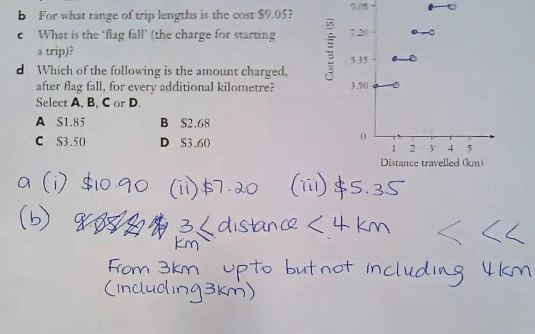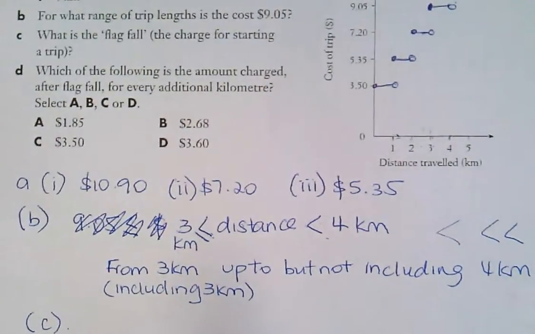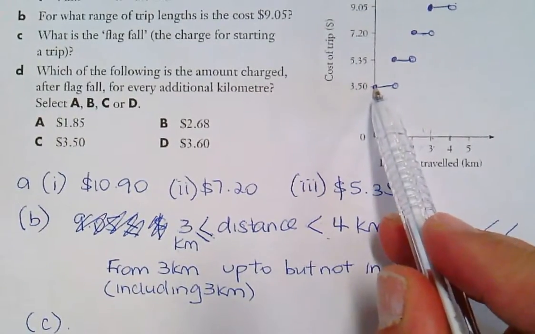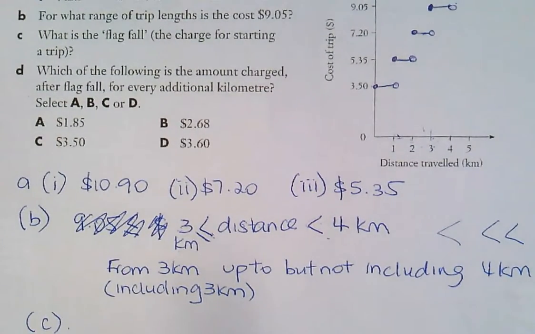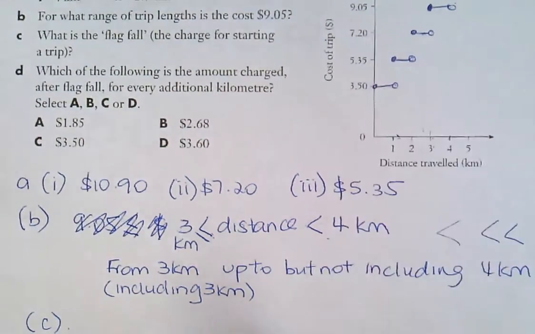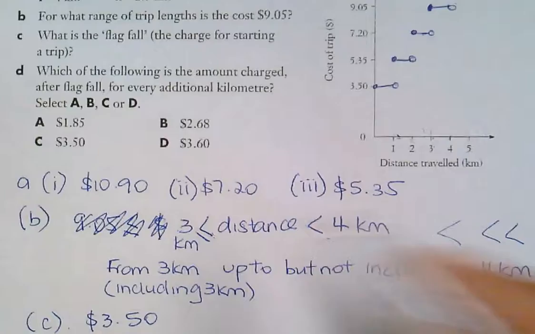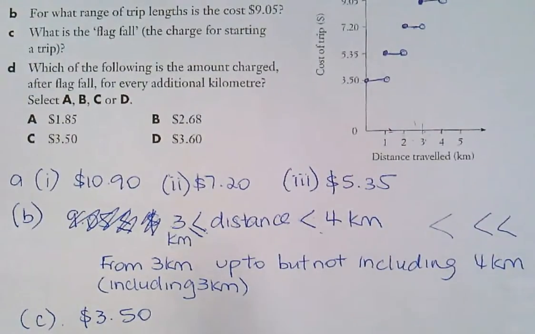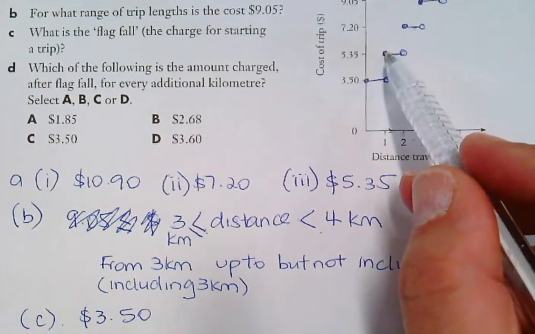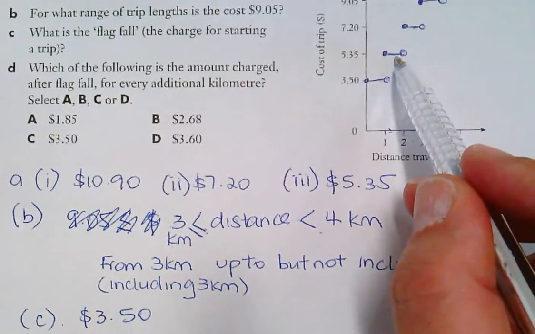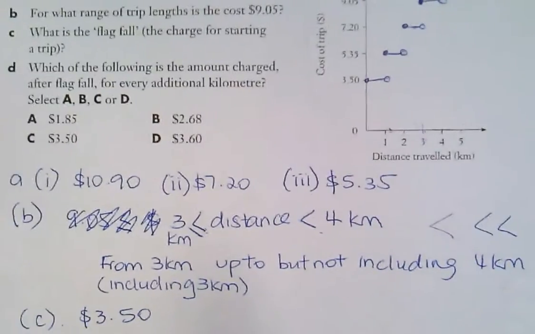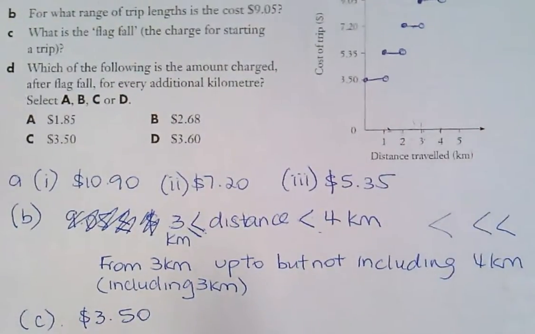All right? Part C. It says, what is the flag fall, the charge for starting a trip? The minimum charge is $3.50. The minute you get in the taxi, it's $3.50, even if he drives you 1 metre. So, $3.50 is the flag fall, the cost of starting the trip. Anything up to 1 kilometre, but not including 1 kilometre, is $3.50. Once you go 1 kilometre or more, it's $5.35. Once you hit 2 kilometres, it's $7.20. Once you hit 3 kilometres, it's $9.05.